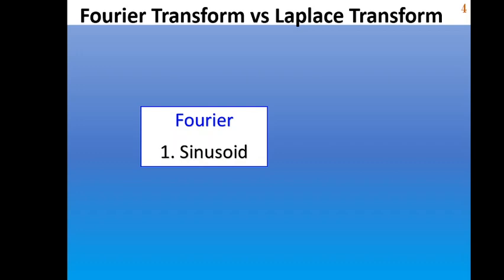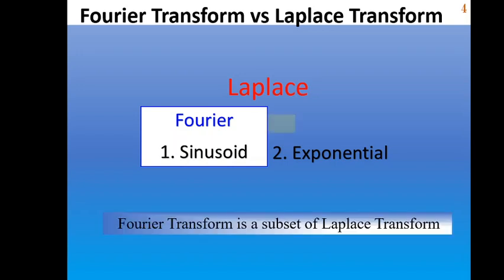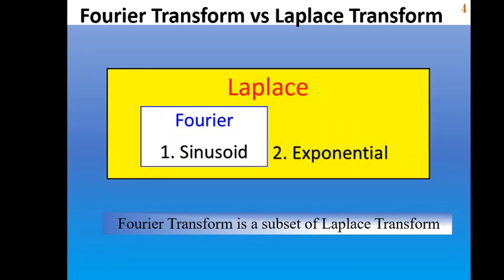Fourier transform generally deals with the sinusoids. On the other hand, Laplace transform deals with both the sinusoids and exponential signals. That means Fourier transform is a subset of Laplace transform, or Laplace transform is a general form of Fourier transform.